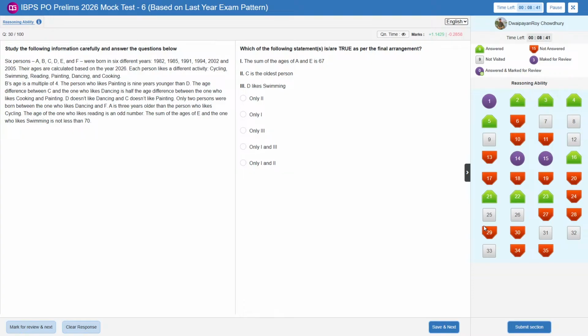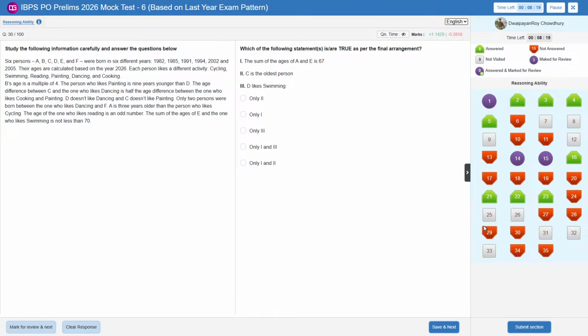The age of C and dancing. Something about D. D does not like dancing. C does not like painting. Only 2% between. Okay. There are 2 options to start with. I feel I can start it with D, painting.